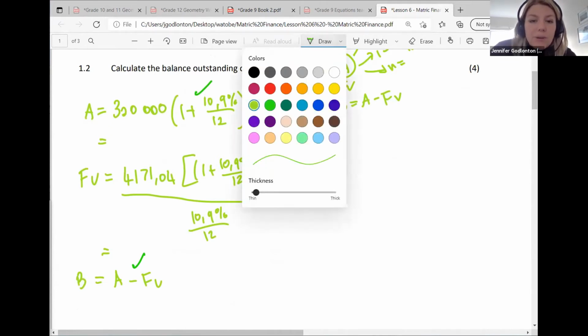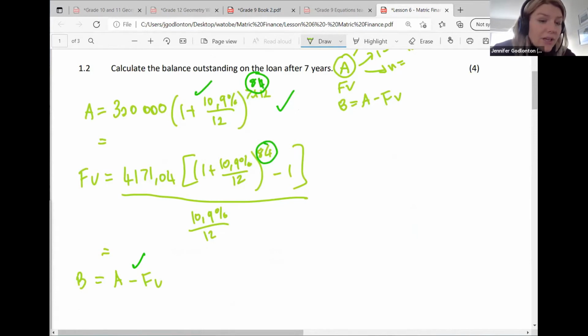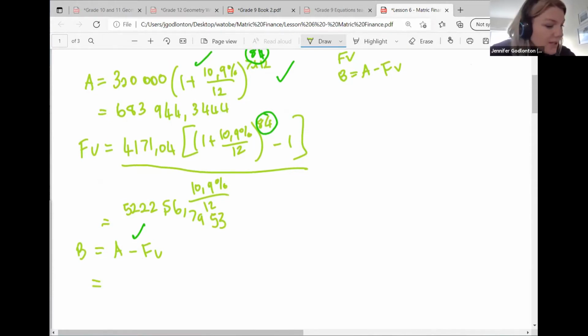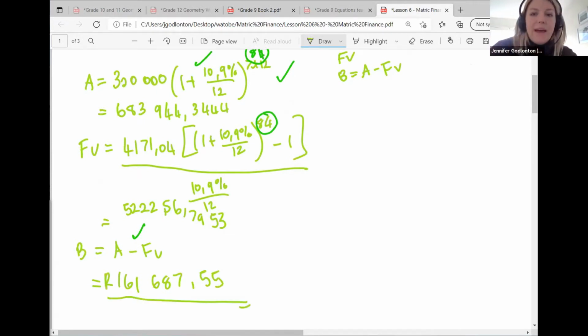Okay, so let's just go through what these answers would be. This A, so you're not actually getting an answer for this A. It's just there for you to work things out. So 944,3444. And this FV is 522256. Oh goodness, my numbers are going everywhere. I'm trying to write in a really weird way. Okay, and so our balance is going to be that A minus our FV, which gives us 161,687,5491. Okay, but when we're working on our balance, obviously it's money. And so we would need to round this off to 2 decimal places and we would make it rands. And that over there would be our fourth mark.